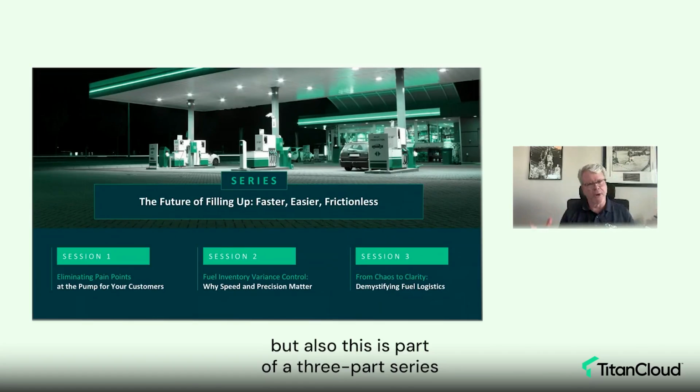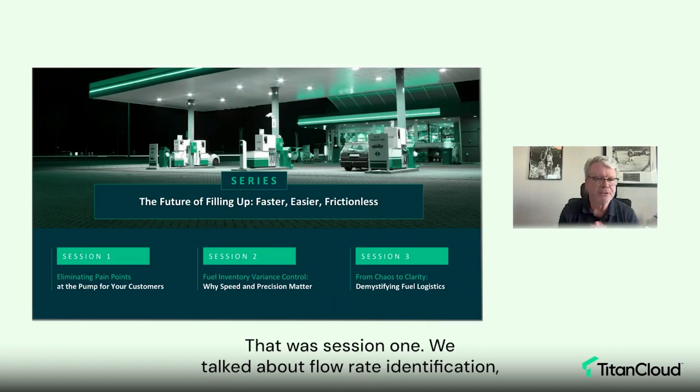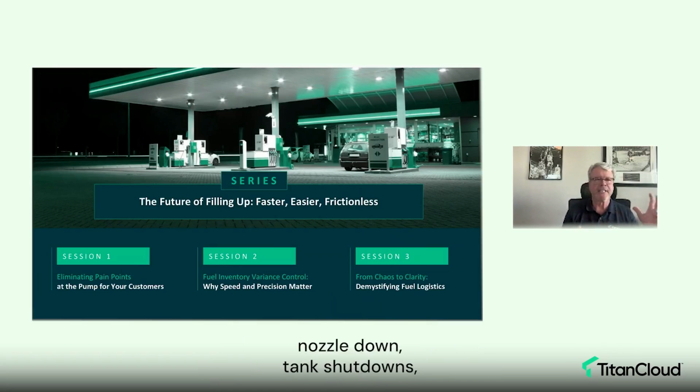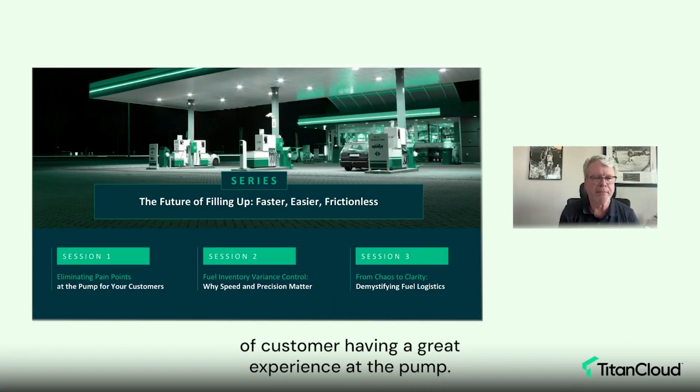But also, this is part of a three-part series around frictionless fueling, making it easier, making a seamless interaction with the consumer. That was session one. We talked about flow rate identification, nozzle down, tank shutdowns, anything that'll get in the way of customer having a great experience at the pump.